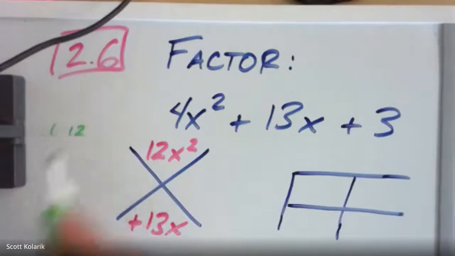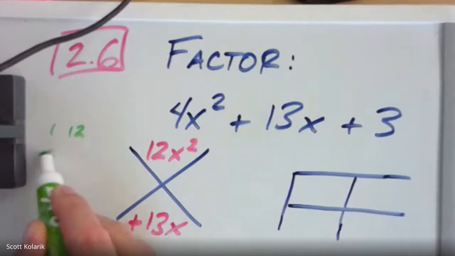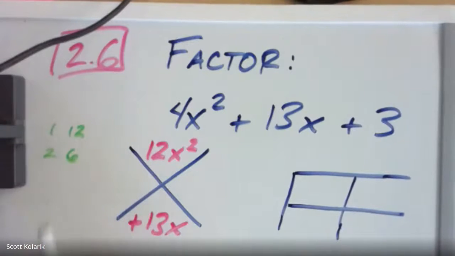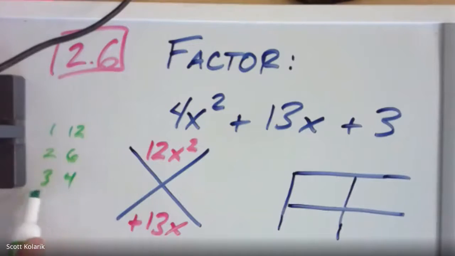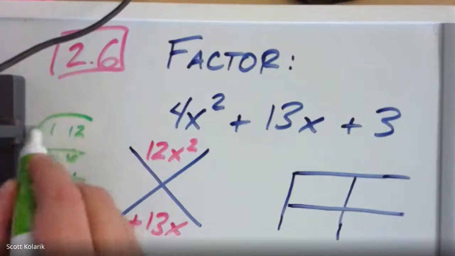1 and 12 will multiply to make 12. 2 and 6 will multiply to make 12. 3 and 4 will multiply to make 12. And that's it, of my whole numbers. Those are my combinations. Those numbers will multiply to make this top number. I'm looking for a combination that will add to make positive 13. 3 and 4, I can't combine those in any way to get big enough to get to 13. 2 and 6, same deal. I can't get to 13. 1 and 12, however, if I add those two, I can get to 13. So that's the answer to my riddle.